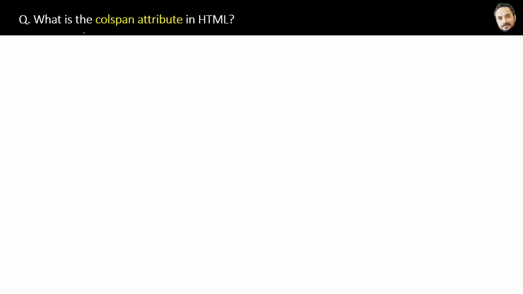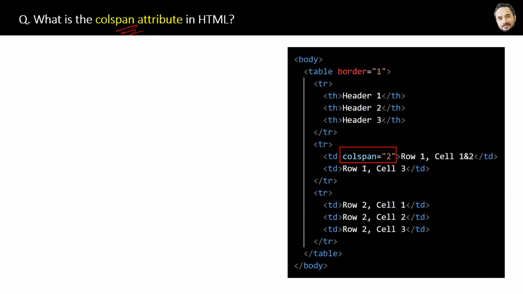What is the colspan attribute in HTML? If you see this table HTML code, then here in the first row we have 3 headers, right? But in the second row we have only 2 columns. How? Actually, if you set the table cell property colspan equal to 2, then this particular cell is going to merge the 2 cells into a single cell. Okay, so that is colspan.